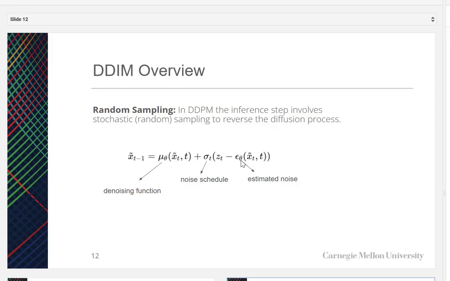And here the epsilon theta is the estimated noise. So this is the model's estimation of the noise that was added also at time step t. And this estimate is subtracted from the z_t, which is the noise sample, a random noise sampled from a Gaussian distribution, which is typical in stochastic processes. But here definitely it's used in a controlled way for refining the estimation.